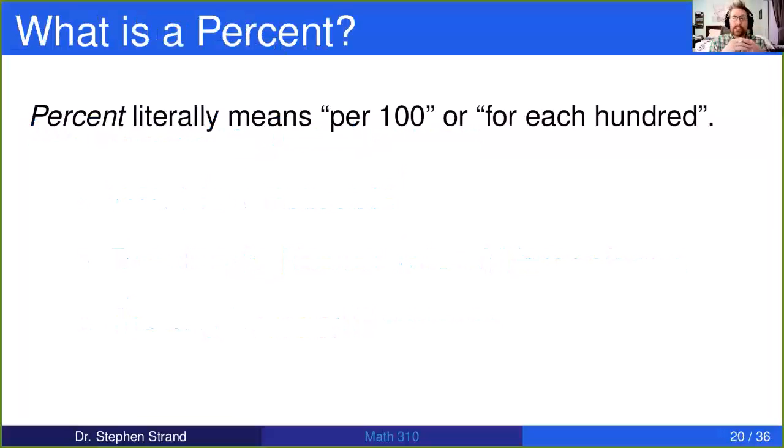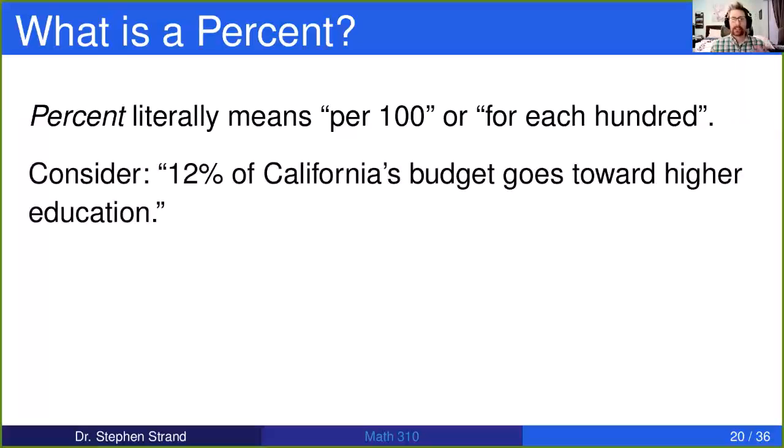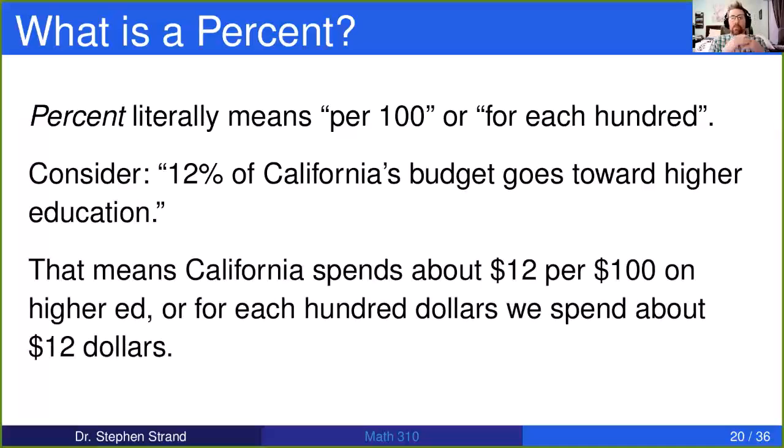So the word percent literally means per 100. The cent comes from the Latin for 100. So you can think of it as per 100 or for each 100. For example, let's say we had a statement like 12% of California's budget goes toward higher education. So what is that 12% telling us? One way to think about it is that California spends $12 per $100 on higher education. Or another way to think of it is for each $100 that California spends, 12 of those dollars go toward higher education, right? So 12%, 12 out of 100.